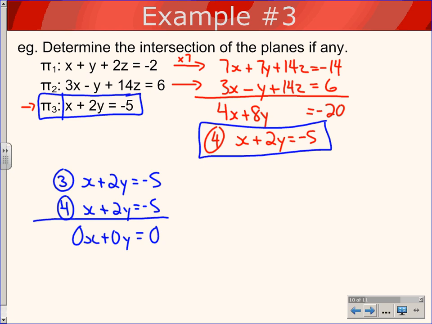And that's very different than the last case we had. Right? In that last one, we got 0 equals, I can't remember, it was some number. This time it's 0 equals 0. That means there are infinite solutions.